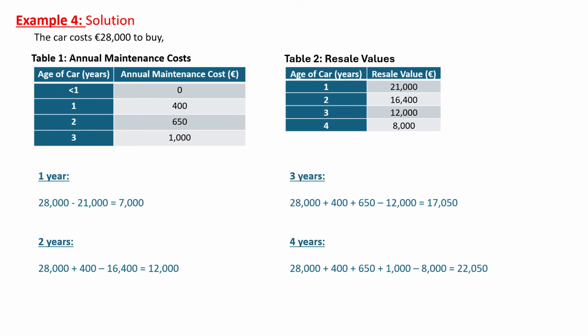And if you buy a car and keep it for 4 years, the total cost is 28,000. Then you have your maintenance, which is 400 plus 650 plus 1,000, minus the resale value, which is minus 8,000. So every time we buy a car, we need to think in terms of how much that car will cost overall. So you can do this little bit of work before you start. I'm going to have it broken down in my table anyway, but if you want to simplify your question, you can literally be filling these in as you go.